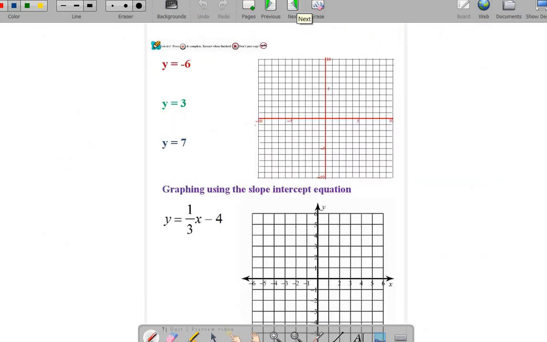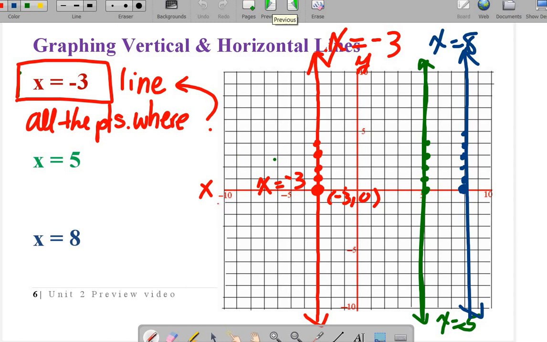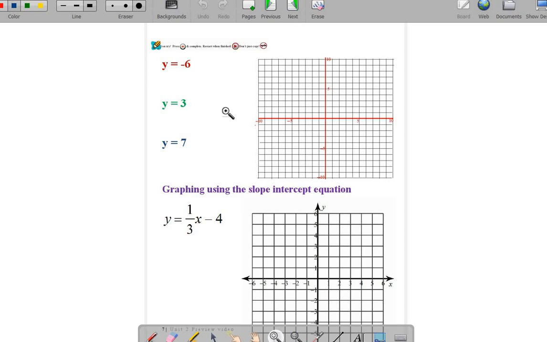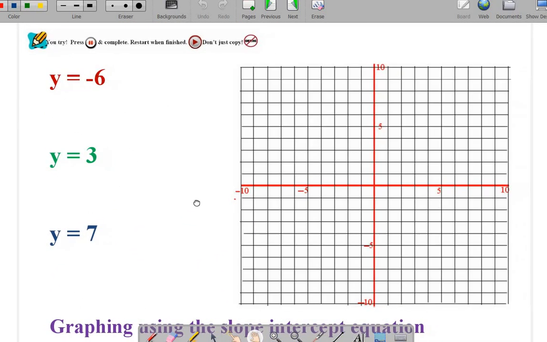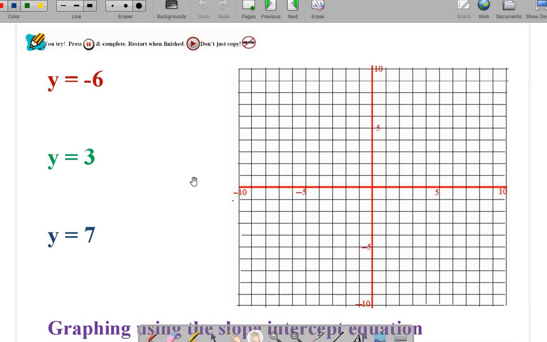So I just demonstrated what all the x equals lines look like. You come over here to the Your Try. I want you to try to graph these 3 lines on your own. Pause the video, graph the lines, then restart. Let's see how you did.